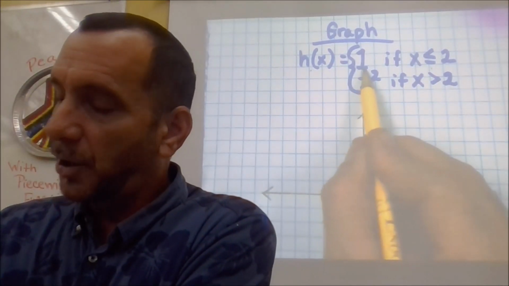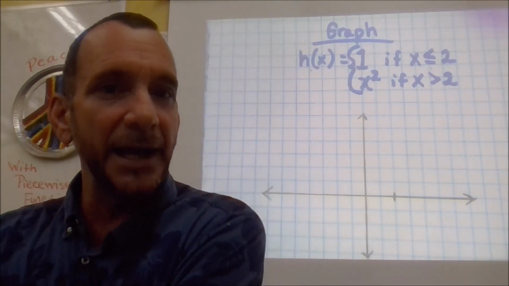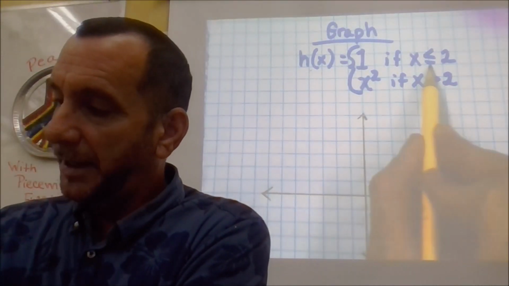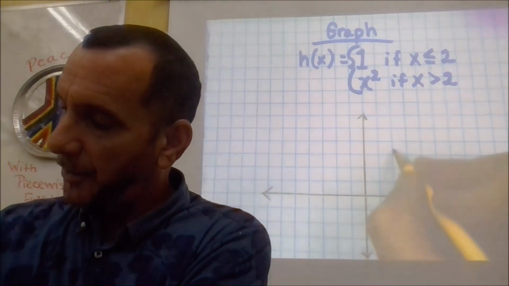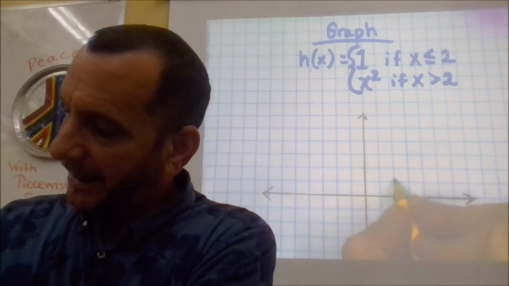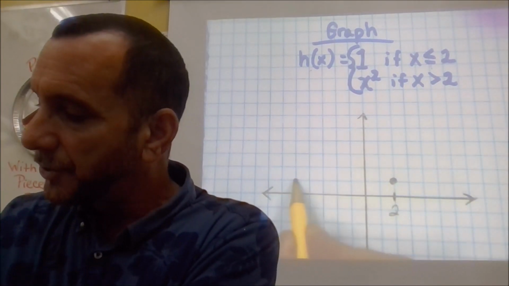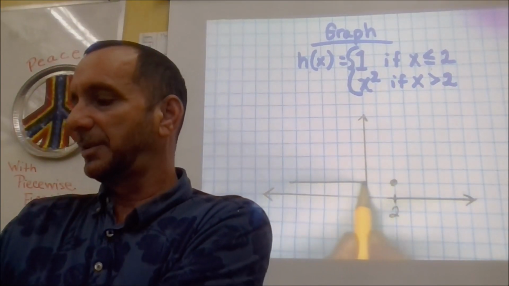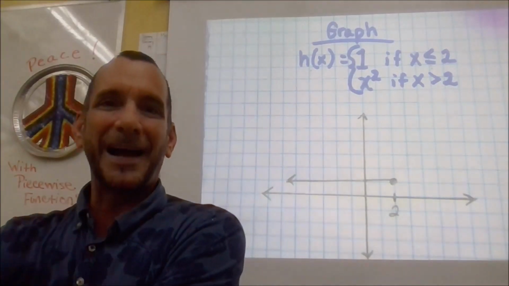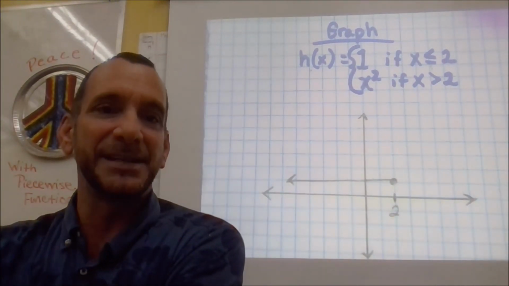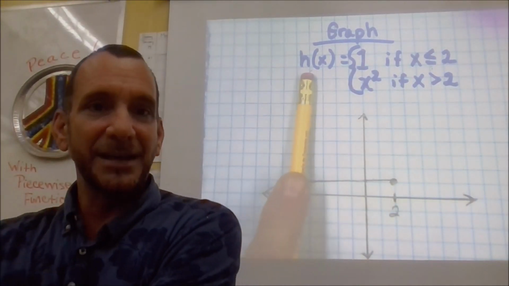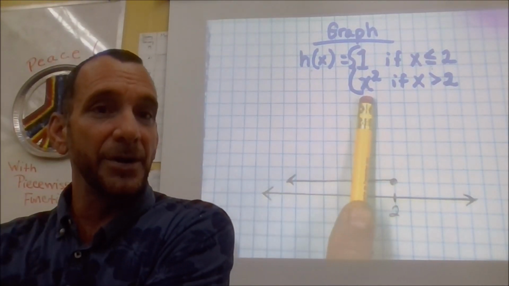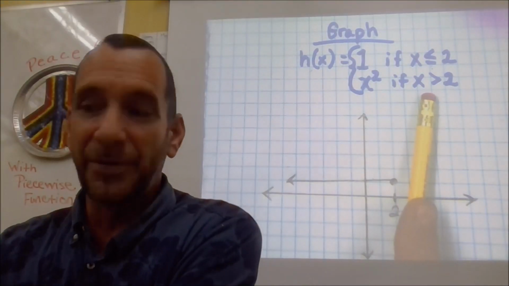So y equals 1, a horizontal line at 1, but only if x is less than or equal to 2. So I'm going to come over here to 2, and if x is less than or equal to 2, it's a horizontal line, y equals 1. That's the easy part. Now, y, or h of x, equals x squared if x is greater than 2.